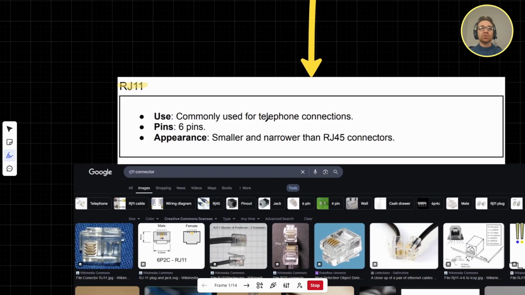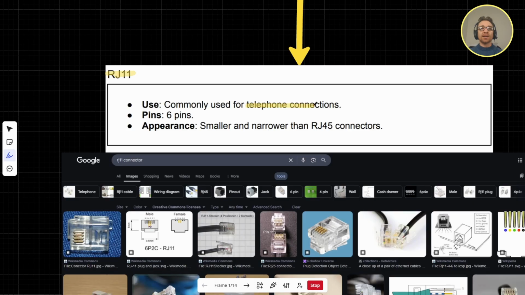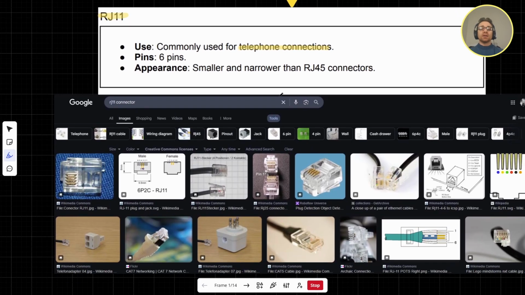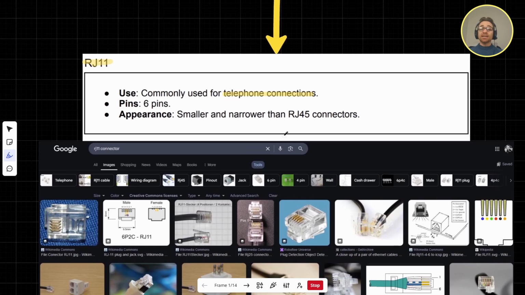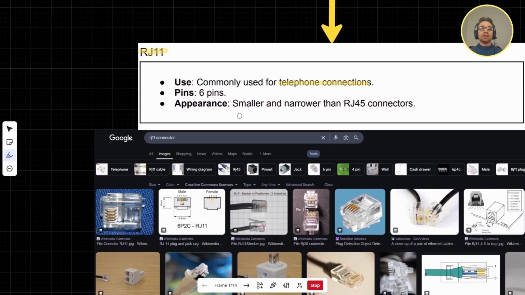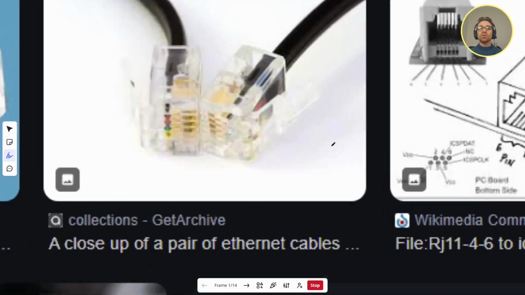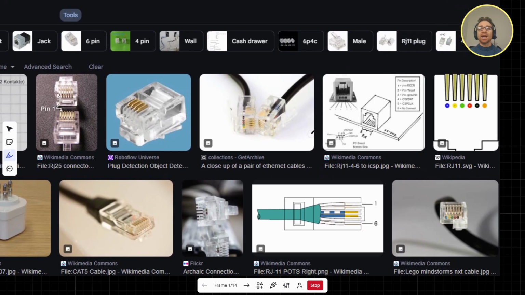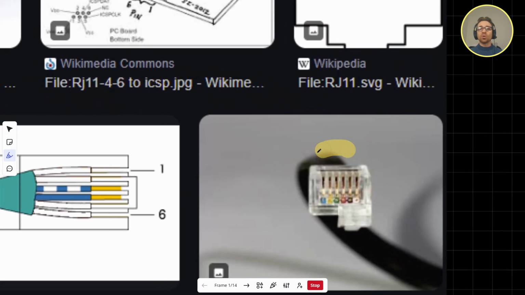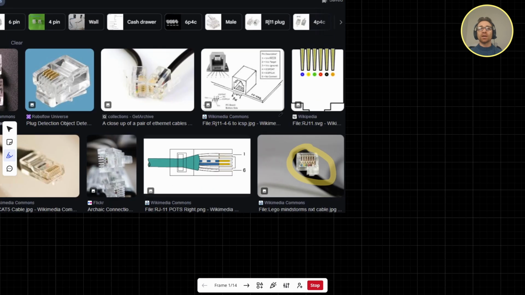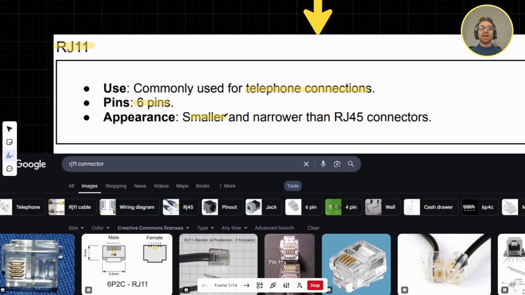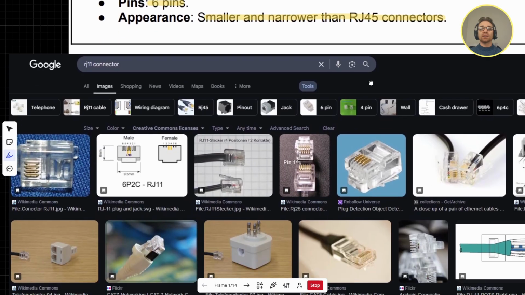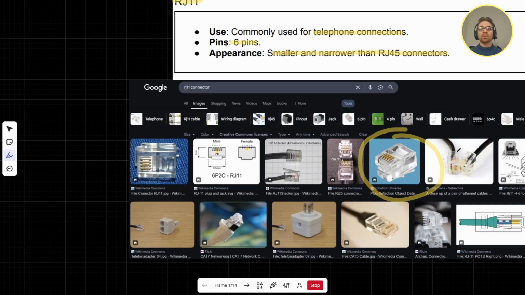RJ11. This is used for telephone connections. And in relation to your exam, this is going to be used in DSL internet connections, because remember, DSL internet uses previously existing telephone infrastructure. So it looks very, very similar to an RJ45, which is the Ethernet cable, but it's just a little bit smaller. It has 6 pins, smaller and narrower than an RJ45 connector, all right? Looks like that. That's pretty much what you need to know.